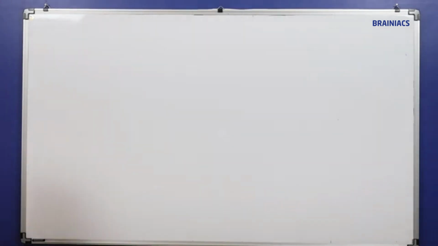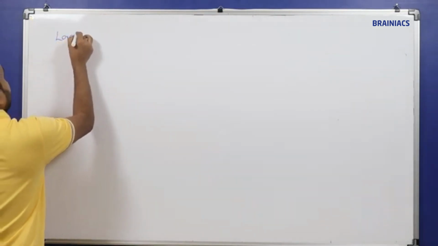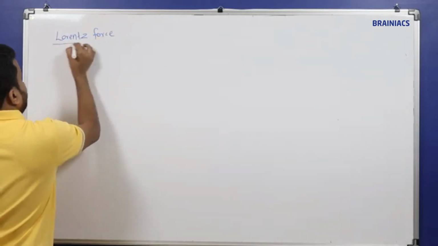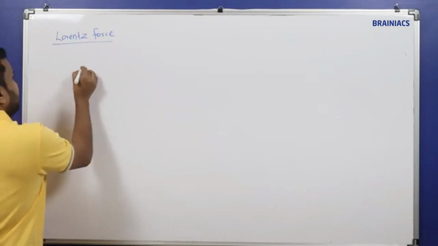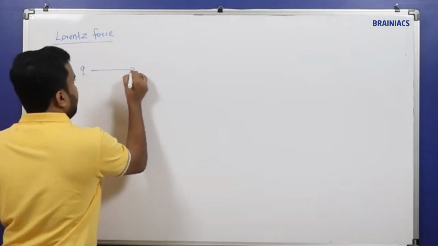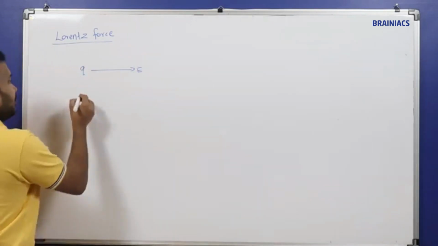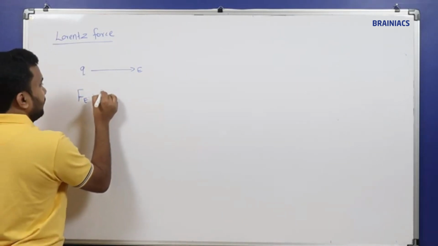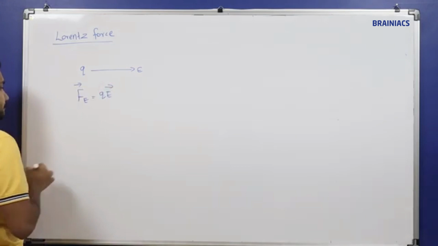Write down the next heading, which is called Lorentz force. Listen. If you have a charged particle and an electric field, it will give rise to an electrical force. This we have learned in electrostatics, right? Fe will be equal to QE. E is a vector quantity, F is a vector quantity.